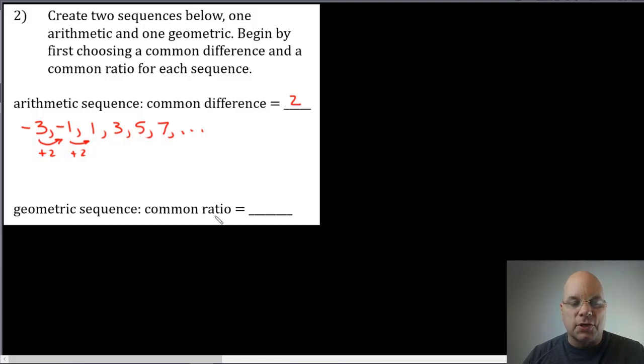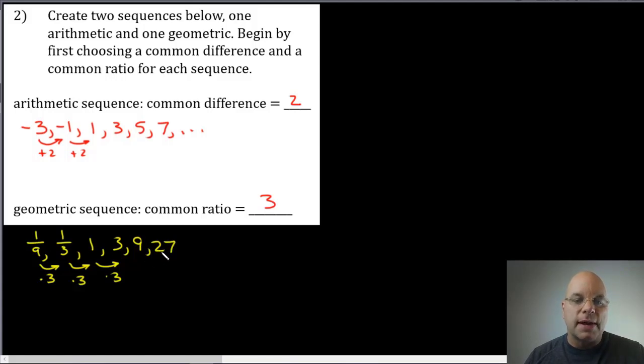For a geometric sequence, there's a common ratio, not a common difference. I'll use a common ratio of 3 here, and I'm going to start with something like 1/9. If I multiply 1/9 by 3, I get 3/9, which is 1/3. If I multiply 1/3 by 3, I get 3/3, which is 1. If I multiply 1 by 3, I get 3. 3 multiplied by 3 is 9. 9 multiplied by 3 is 27. So this is an example of a geometric sequence with a common ratio of 3.